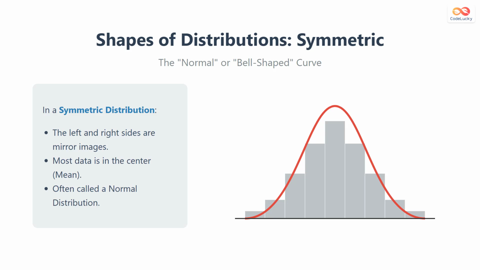Histograms also reveal the shape of your data. This is a symmetric distribution. You might know it as the Bell Curve or normal distribution. Notice how the left and right sides are roughly mirror images of each other, with the highest peak right in the center. This is very common in nature.